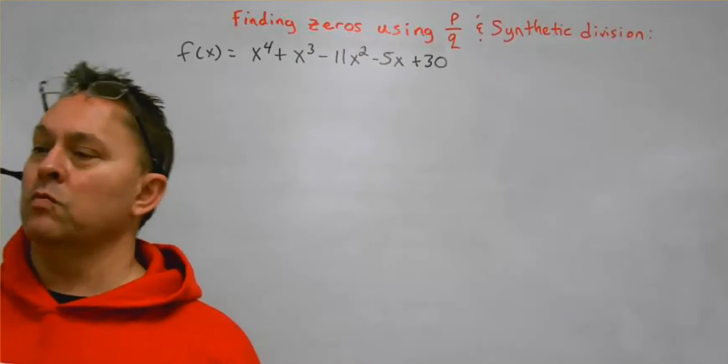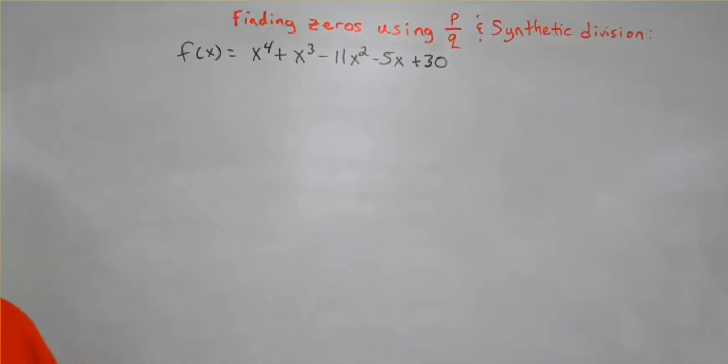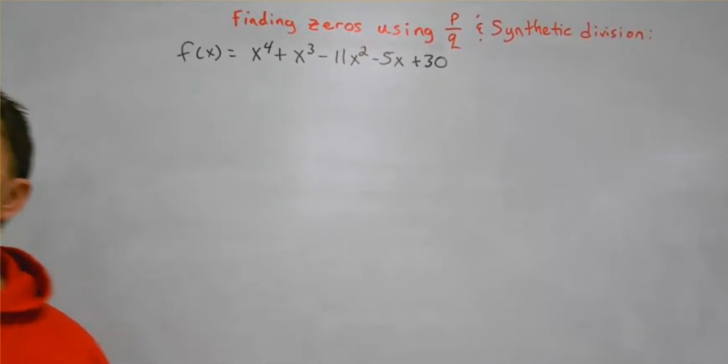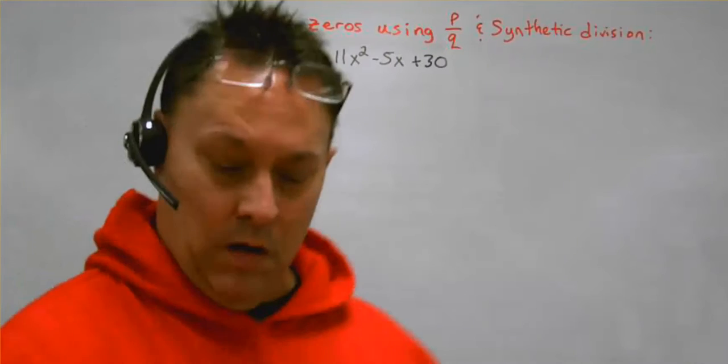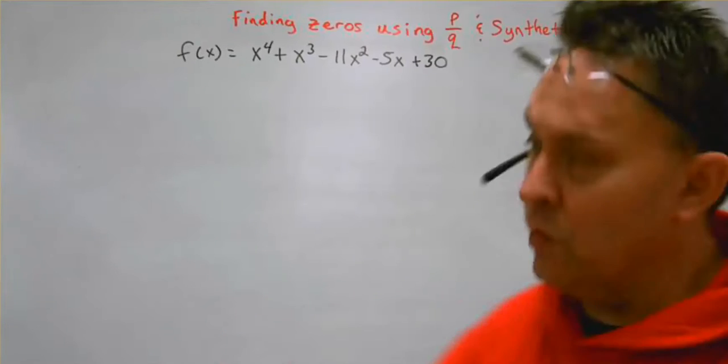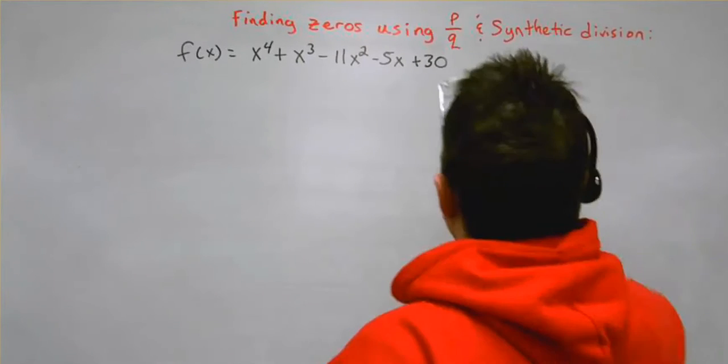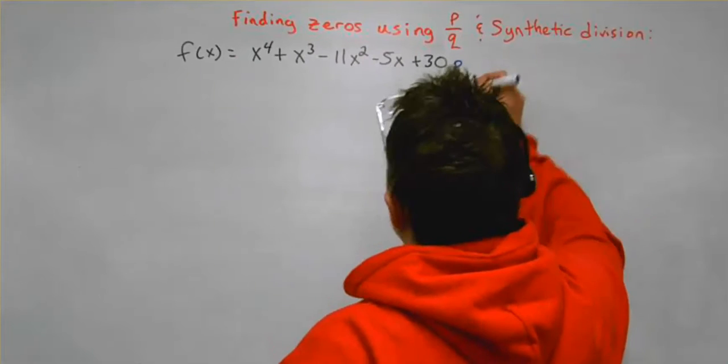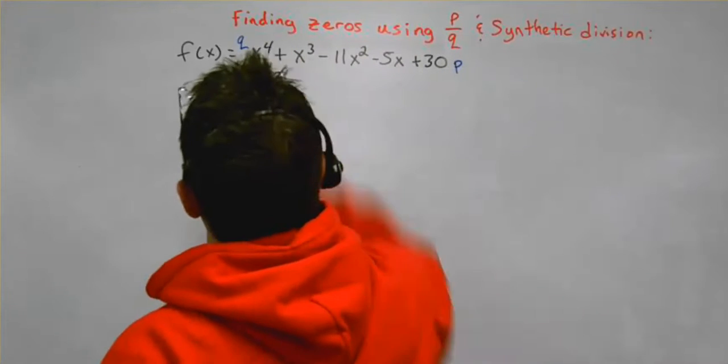We're going to be taking a look at how we find zeros of a polynomial function using P over Q and synthetic division. So we're going to start off first of all identifying what P is. P is our constant term, and Q is the coefficient of our first term.